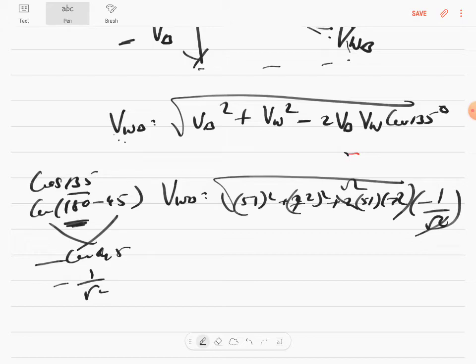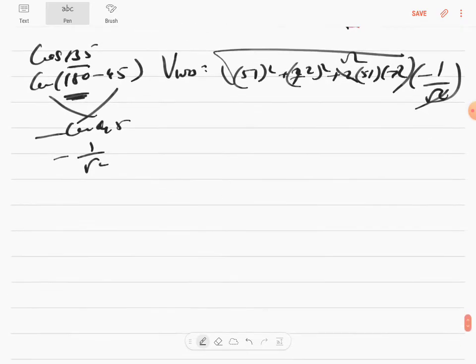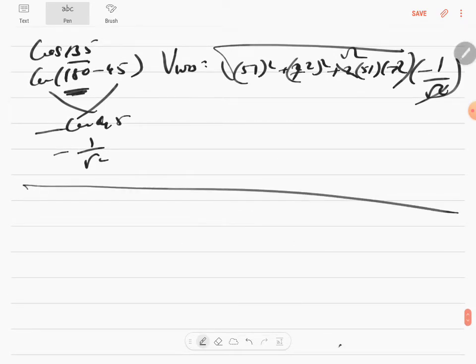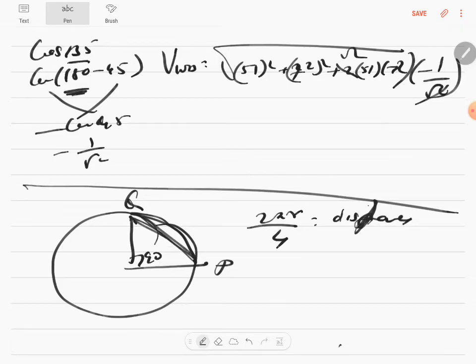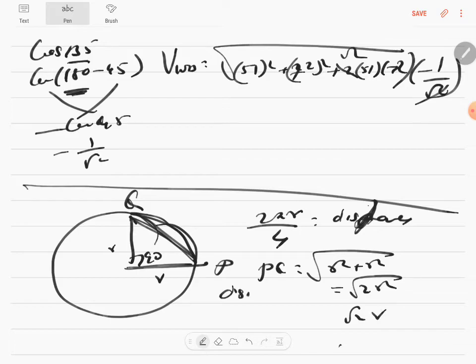which they'll ask you, wherein there is a circular path. This is not relative velocity, it's a normal sum. There is a circular path in which the particle P is coming to Q. The distance will be this arc length, which is 2 pi r by 4, but the displacement is this chord distance. PQ is equal to root of r square plus r square, which is root of 2r square, which is root 2 r. So you understand what is the distance and what is the displacement.